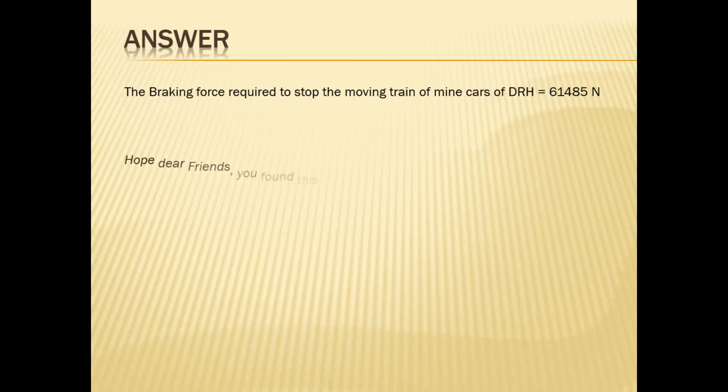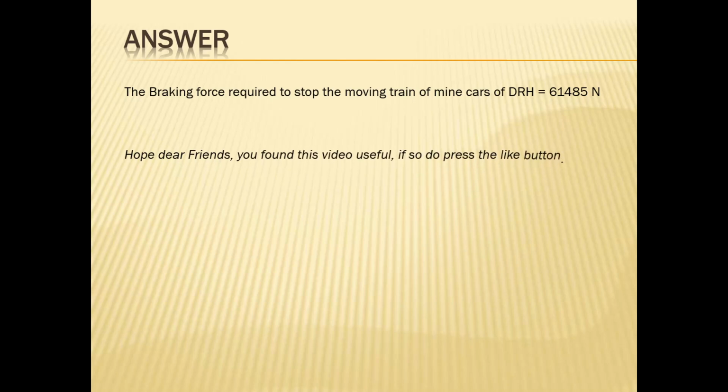So dear friends, we arrive at the final answer. The final answer reads as: the braking force required to stop the moving train of mine cars is 61485 newtons.